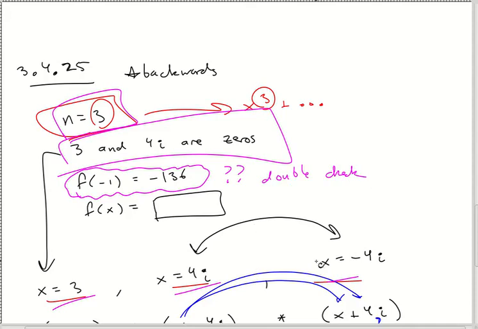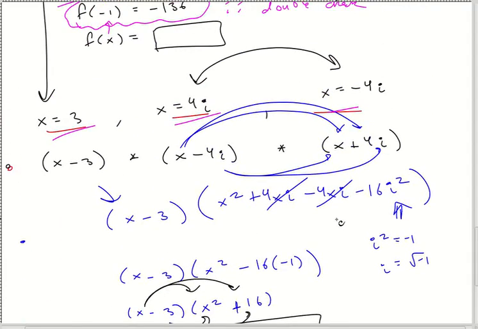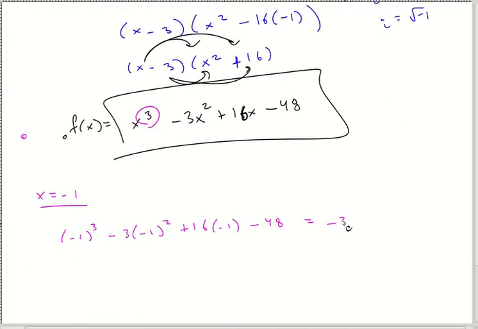I mean, we just typed it into my math lab and it said you're wrong. Well, I mean, maybe there's something up to this double checking thing. I don't know. So I'm going to go and plug this in. Notice that we got x is negative 1, right? f of negative 1 is equal to negative 136. And so I'm going to say x is equal to negative 1. Here we go. I got negative 1 cubed minus 3 times negative 1 squared plus 16 times negative 1 minus the 48. And this should be equal to negative 136. Should.